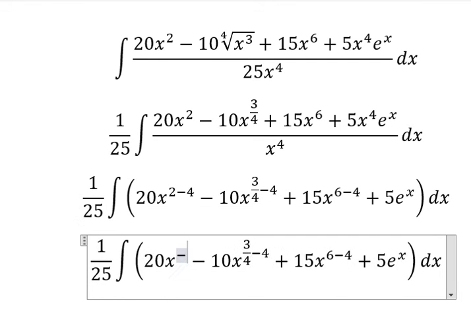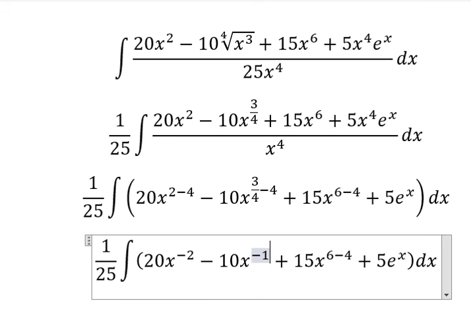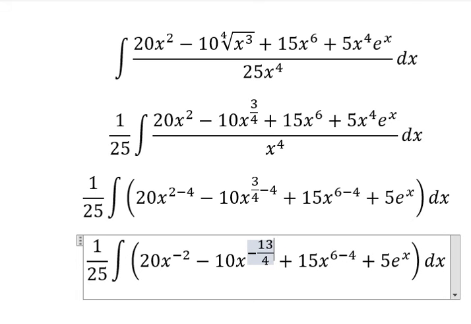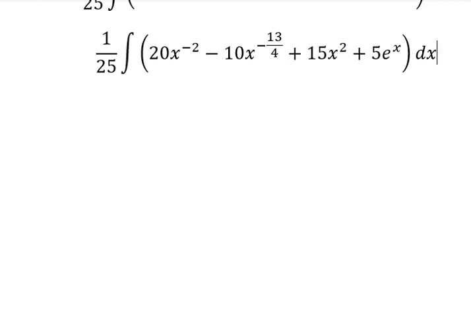This one we have negative number 2. This one we have negative 13 over 4. This one we have number 2. And now we have the formula in here.